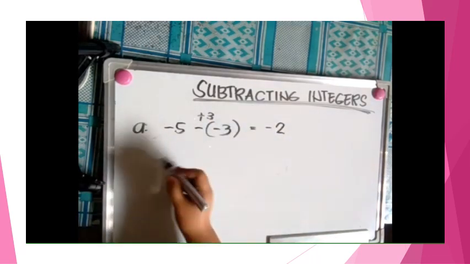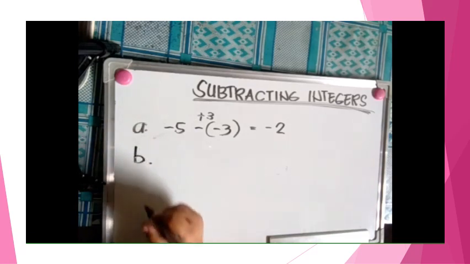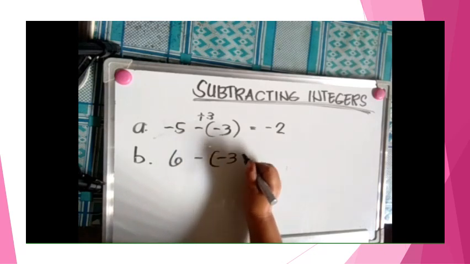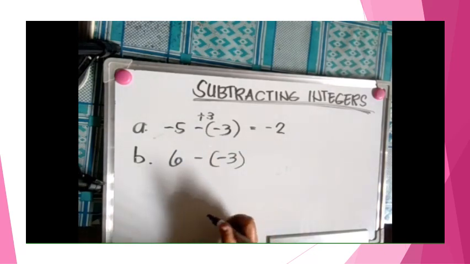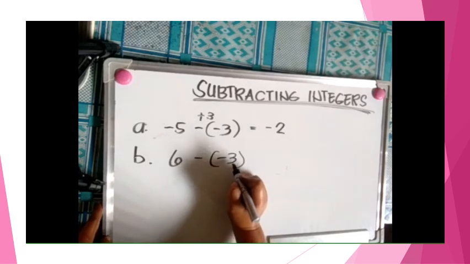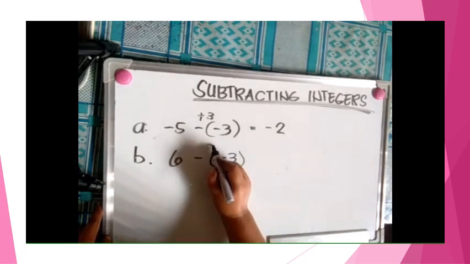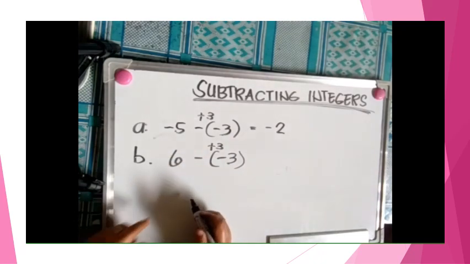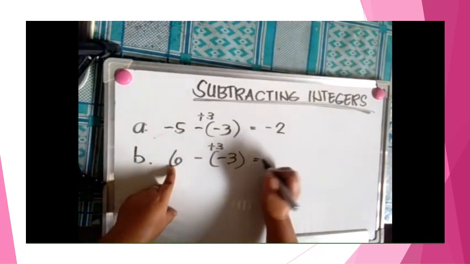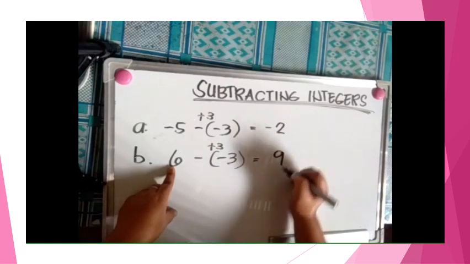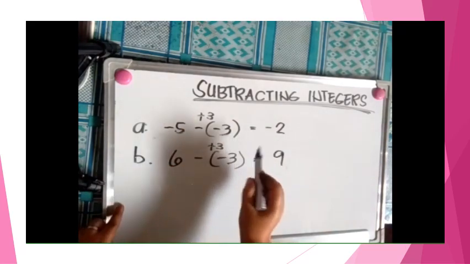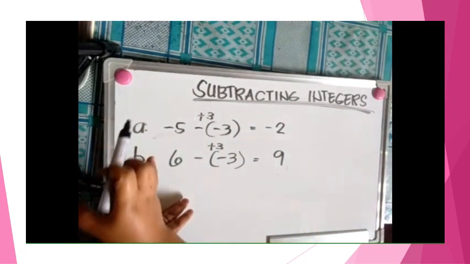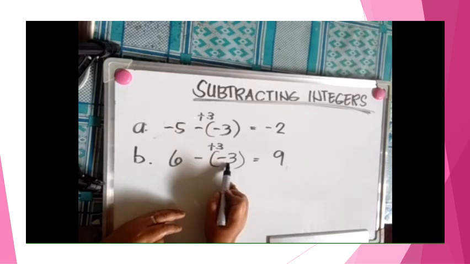Okay? Letter B. 6 minus negative 3. So, what is the opposite of negative 3? It is positive 3. Okay? So, therefore, 6 plus positive 3 is equal to 9. When you subtract, you proceed into addition, but you are going to get the opposite.